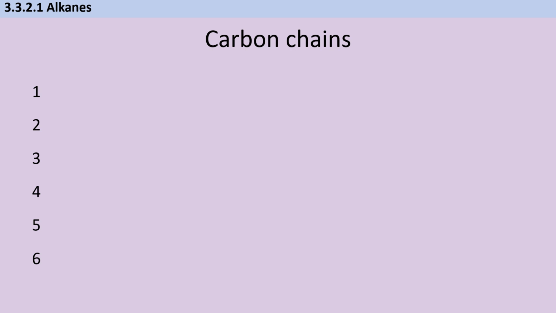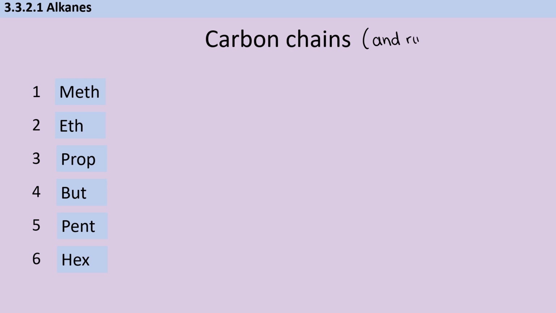To name unbranched alkanes, we're going to use the exact same system that we used at GCSE. So we have a prefix which is determined by the number of carbons, so meth, eth, prop, but, pent, hex, and then we're into our shape names, and then we put ane on the end of that as a suffix. But we can also use the same system for naming rings. So if we've got, say, a carbon ring with 6 carbons in, then that will be cyclohexane.